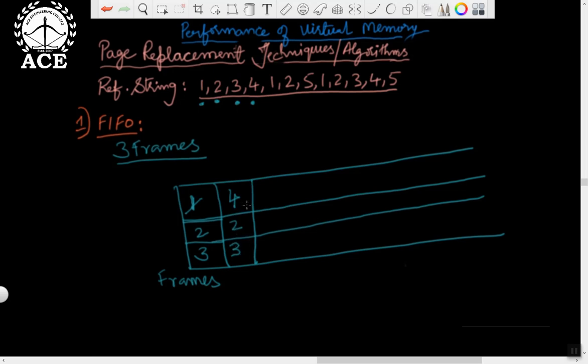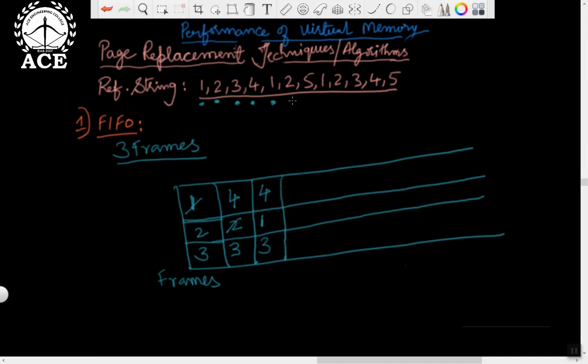So remember, who is the first one among 4, 2, 3? 2 is the first one, then 3, then the latest we got is 4. Got it? Next we refer 1. Do we have 1 available right now? No, we don't. It will cause a fault. So who is the victim? Which page are we going to select to bring page number 1? 2 is the first one. So in place of 2, I will load 1. Remaining pages as they are, 4 and 3. I hope you are understanding.